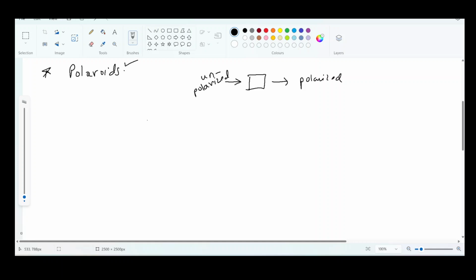Okay, now how to understand a polaroid? Consider the string example I just gave you. Suppose between the wall and the string, somewhere over here, you have a slit. Let me draw the slit. The slit has an opening like this, which is very thin. Okay, and the string goes through this slit like this and reaches the other end, which is tied to the wall.